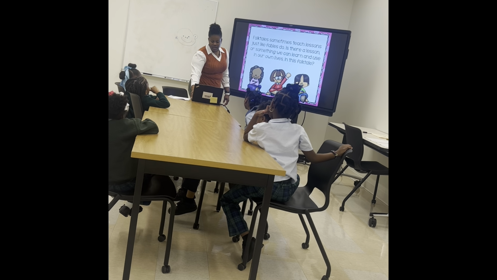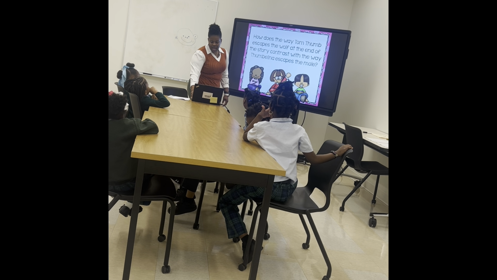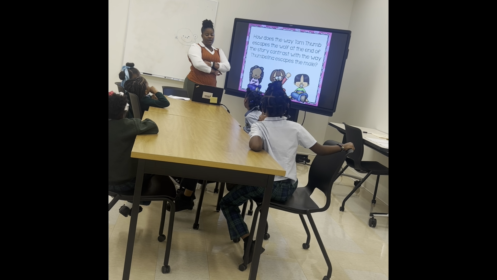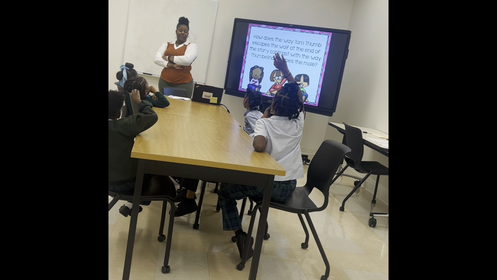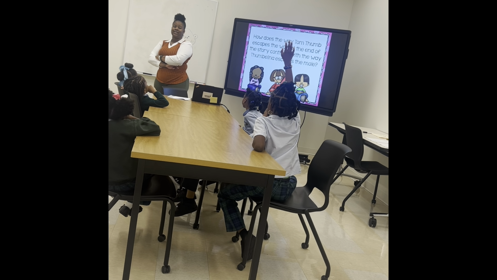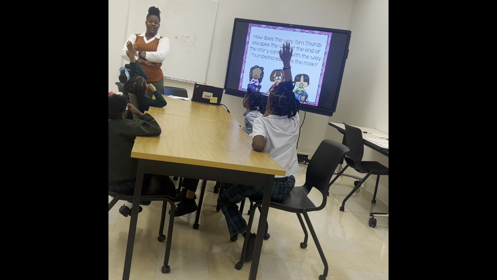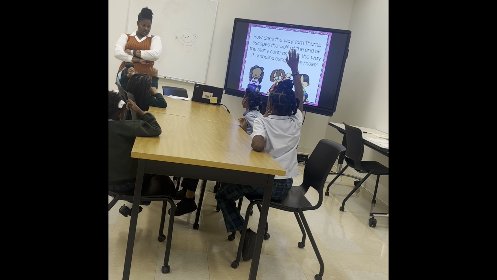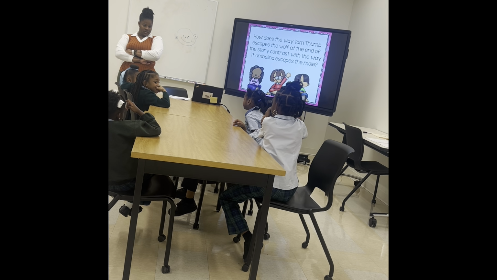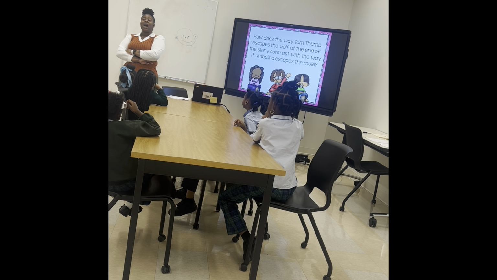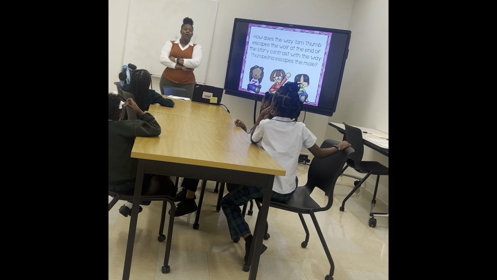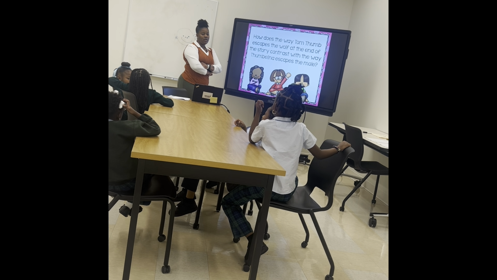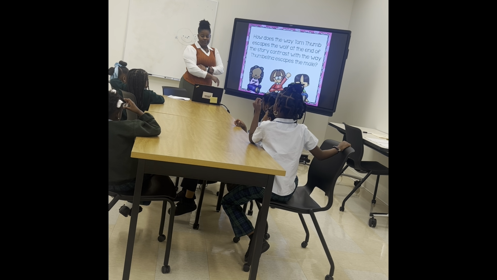Okay, alright, so how is the way Tom Thumb escapes the wolf at the end of the story different from the way Thumbelina escapes the mole? So how did Tom Thumb escape the wolf? The dad swishes away with the broom. Okay, how does Thumbelina, what's the difference? Thumbelina escaped how? She escaped by the frog. Nope. By the bird. By the bird, right?